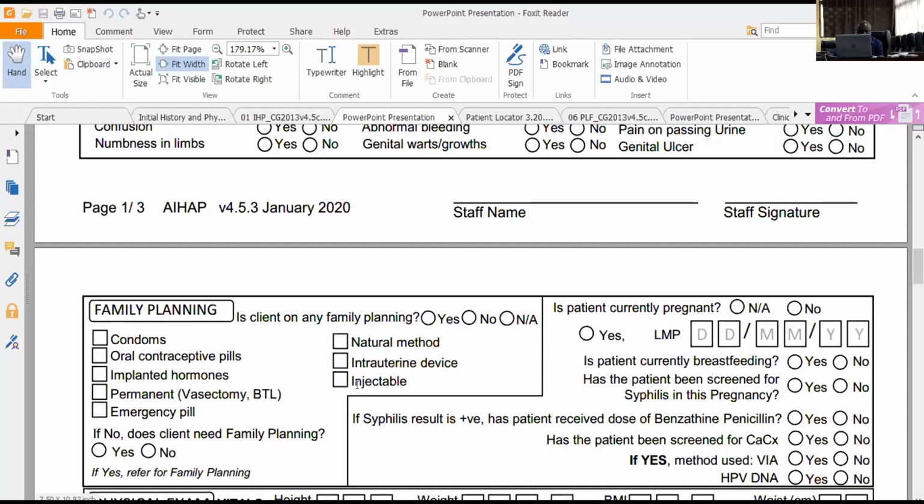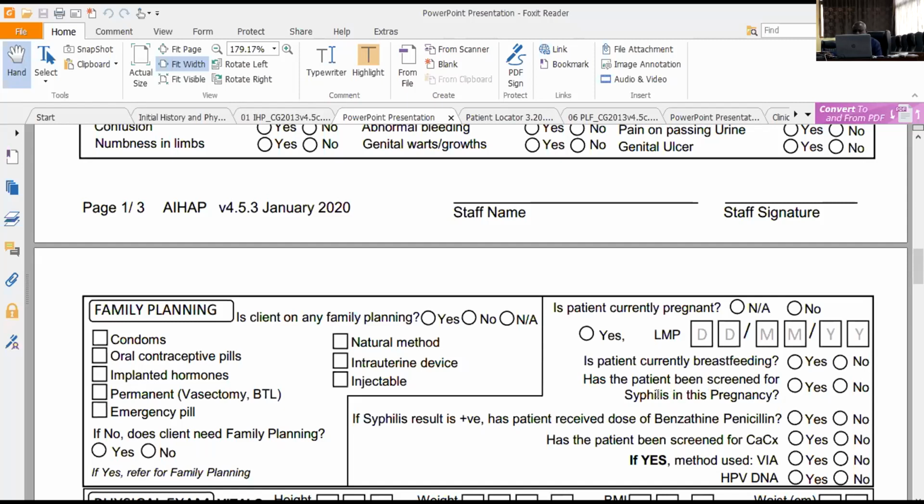So if the patient doesn't need family planning, the question is, does the client need family planning? So this is counseling. If yes, refer for family planning. Now, on the obstetrics, the title is not there, but is the patient currently pregnant? That is obstetrics. So you say yes or no, then you put the LMP. Is the patient currently breastfeeding, yes or no?